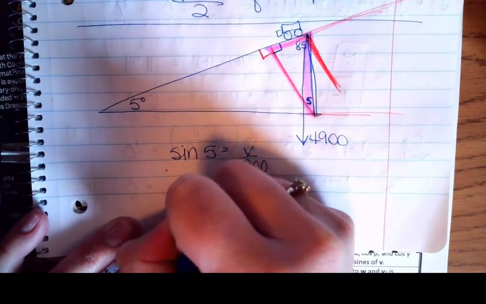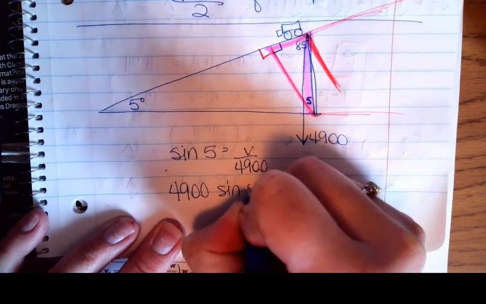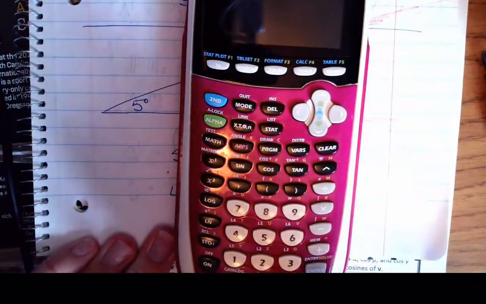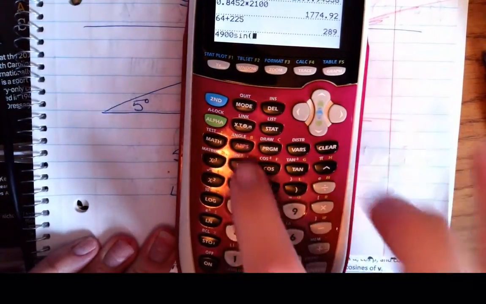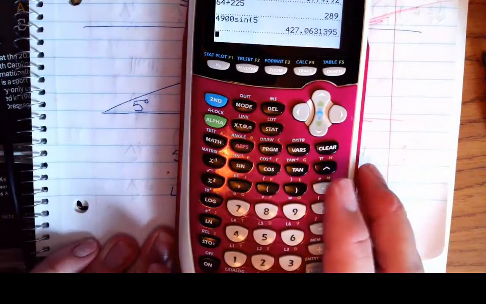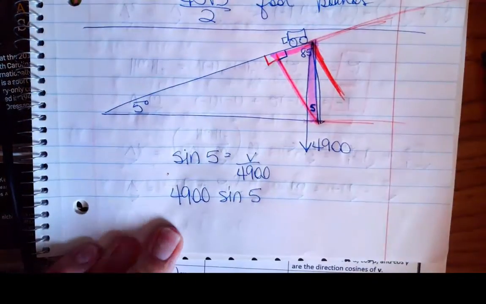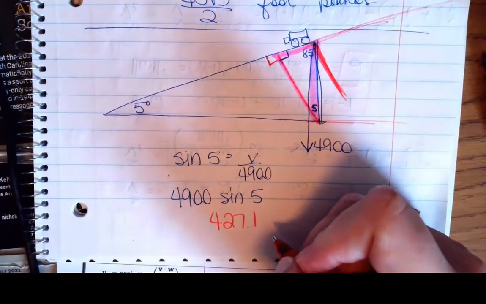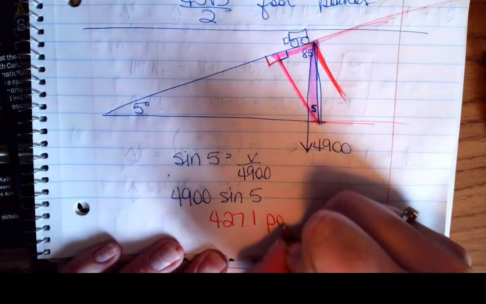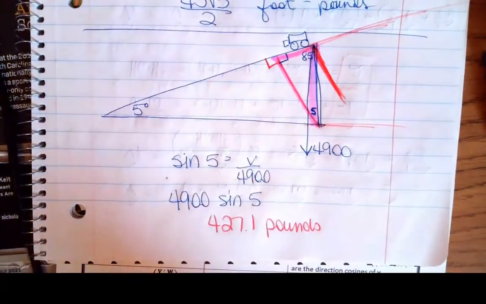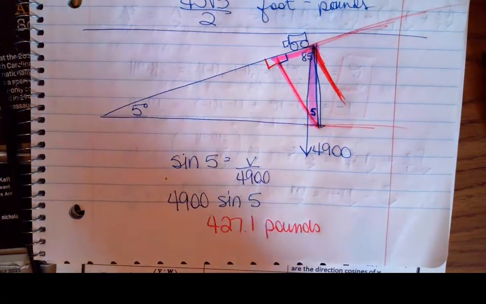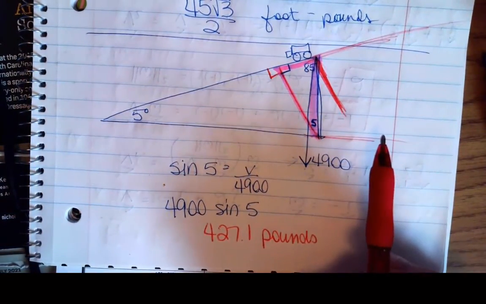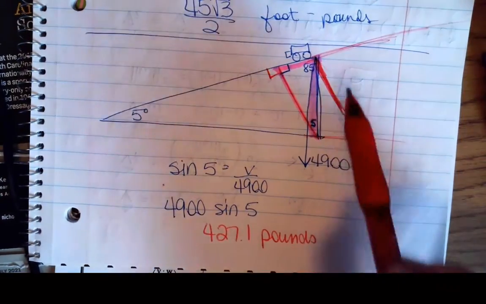So that gives me 4,900 times the sine of 5. When I do 4,900 times the sine of 5, I find out that the force needed is 427.1 pounds of force. And now I want to turn around and do a decomposition. That's the force required to keep the vehicle from rolling down the hill.